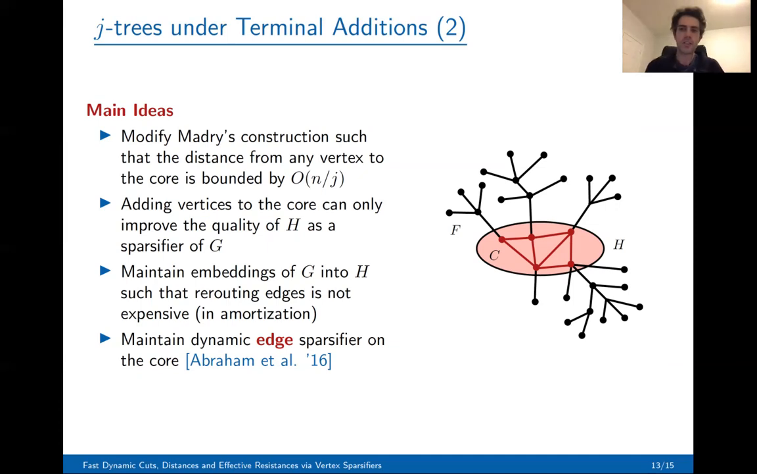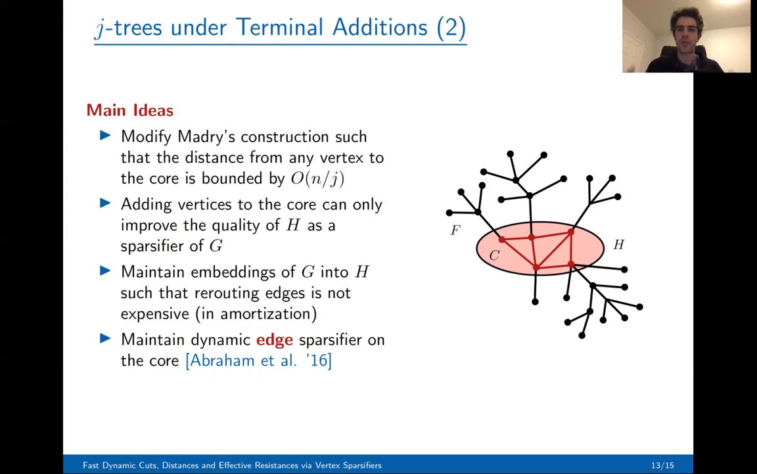And the last idea that we have here is that the core can be dense, because remember, it had J vertices, but it can have up to J squared edges by construction. So we maintain a sparse representation of the core. And to achieve this, we maintain a dynamic S-sparsifier. And fortunately, we know that we can maintain such objects due to the work of Abraham et al. in 2016. And this is basically the construction.